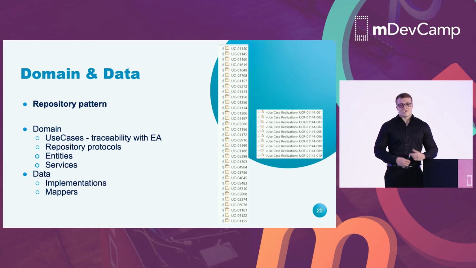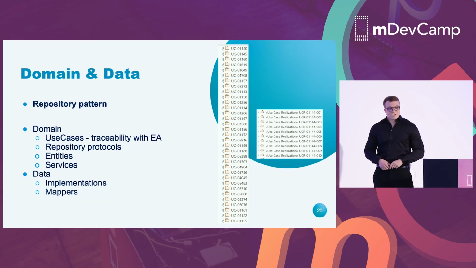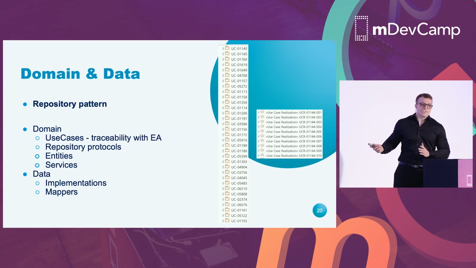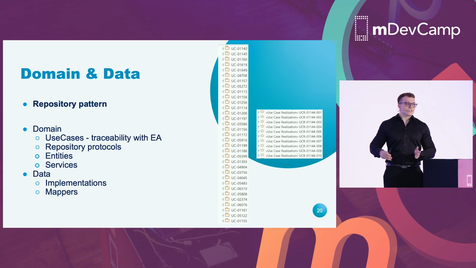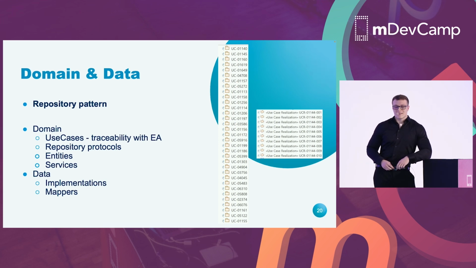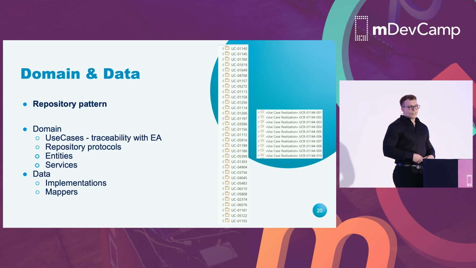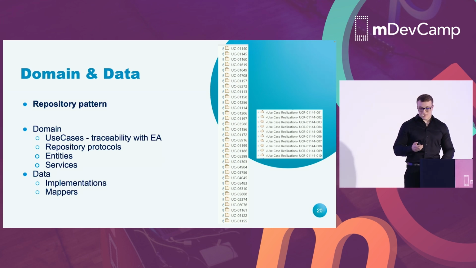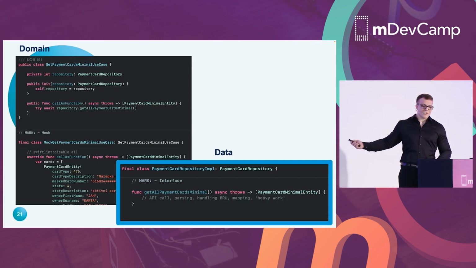Domain contained usually protocols, declarations of the objects, and something we could call services, but services should have been repositories. But yeah, that was a mistake. That was tech debt, but I want to mention it here. And then data had repository implementations and did the heavy lifting. But again, code is better.